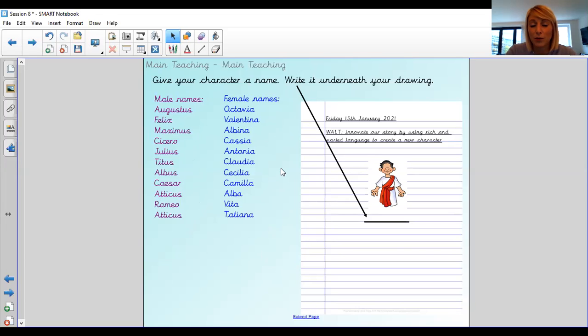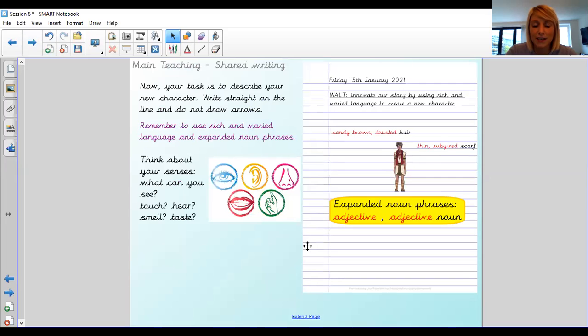So you might like to pick one of those for your character, or you might like to create your own, that's fine, but I wanted to give some examples so you don't waste too much time trying to think of a name. So now let's look at the description for our character. Now, to remind you, we are trying to use expanded noun phrases this term. That's our target. So I've tried to do that in the description of my character here.